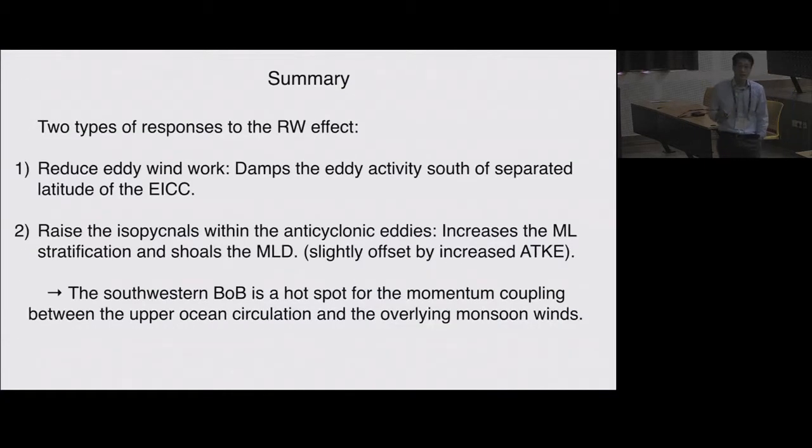So this is the summary. I found two types of response to the relative wind effect in the Bay of Bengal. It reduces the eddy wind work and damps the eddy kinetic energy, especially south of the separation latitude of the EICC. And it also raises the isopycnals within the anticyclonic eddies, and because the isopycnals are domed, it increases the mixed layer stratification and in the process shoals the mixed layer depth. I also note that the available turbulent kinetic energy actually increases. It's slightly offset, but the dominance is made by this isopycnal doming by Ekman pumping velocity.